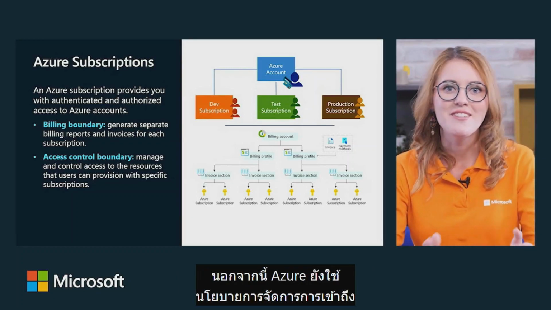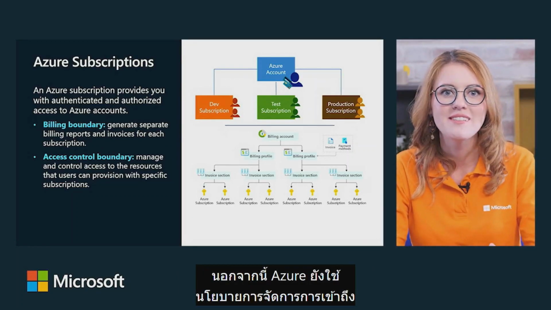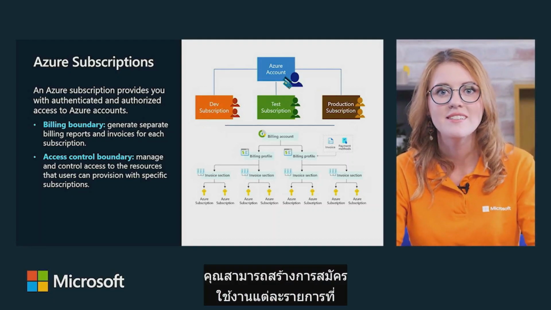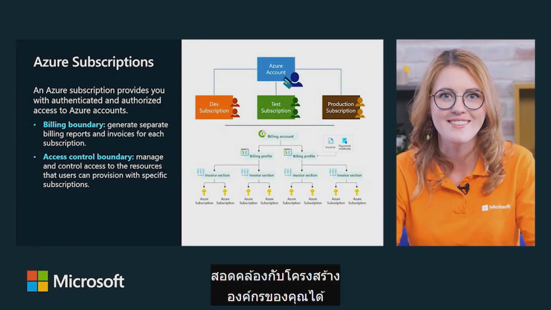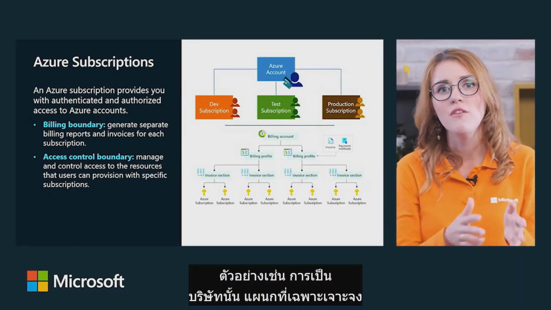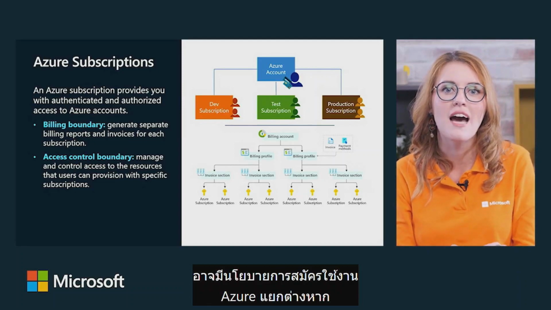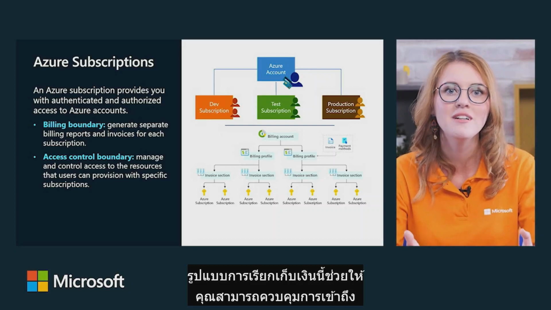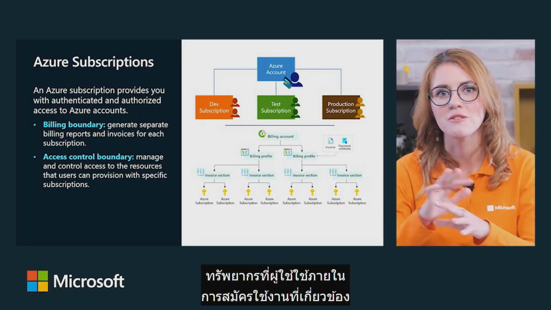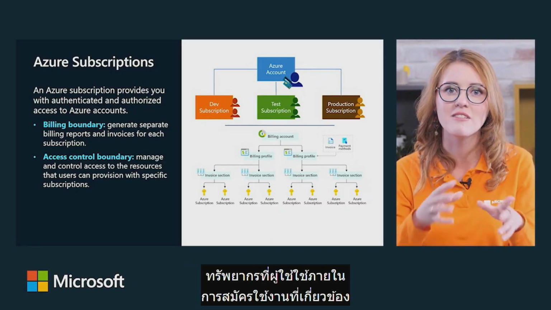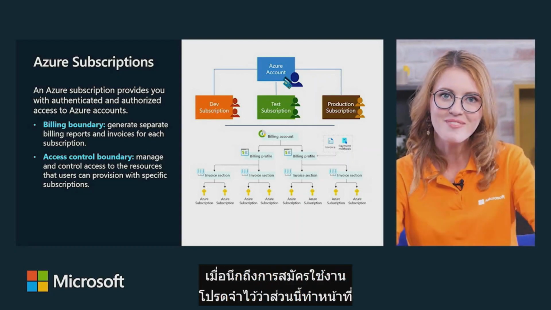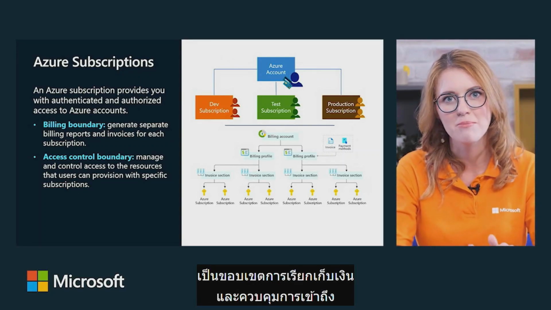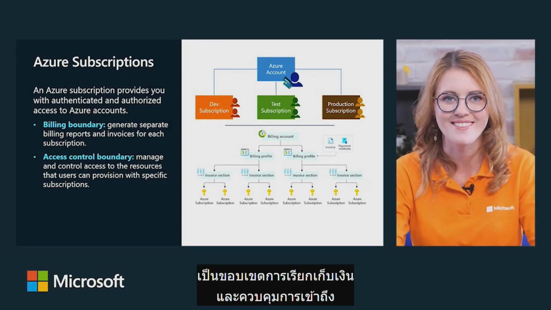Additionally, Azure applies access management policies at the subscription level. You can create individual subscriptions that align with your organization structure. For example, within a company, specific departments could have separate Azure subscription policies. This billing model allows you to control access to resources used by users within their respective subscriptions. So, when thinking about subscriptions, remember that they serve as billing boundaries and regulate access.